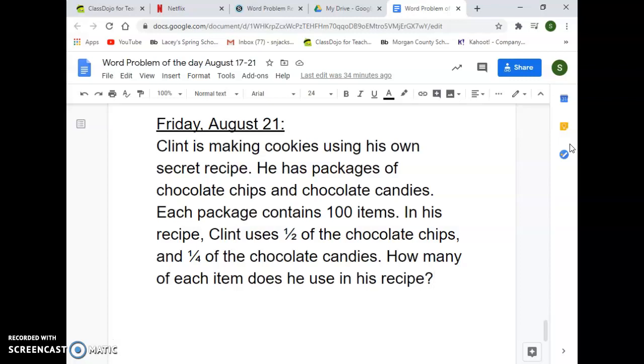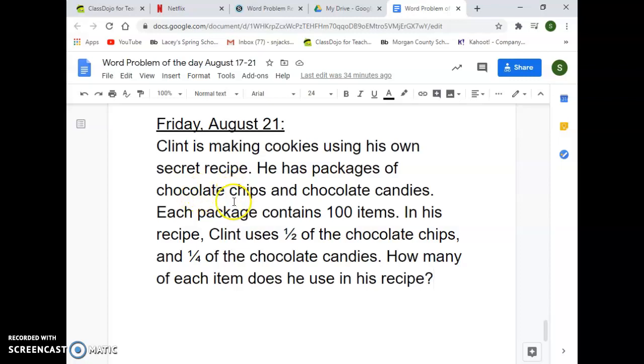I'm here now to review our last word problem from last week on Friday. So let's go ahead and get into that, and then you can work on completing our new word problems each day this week. Clint is making cookies using his own secret recipe.